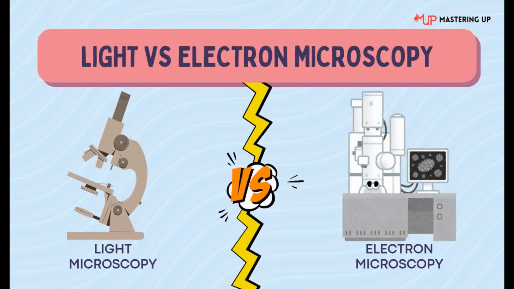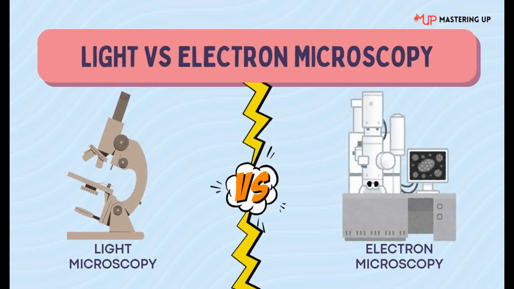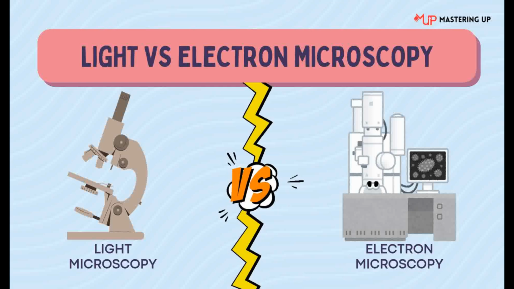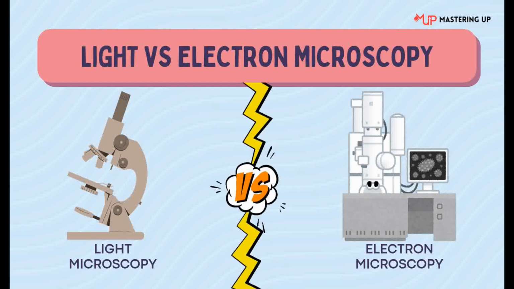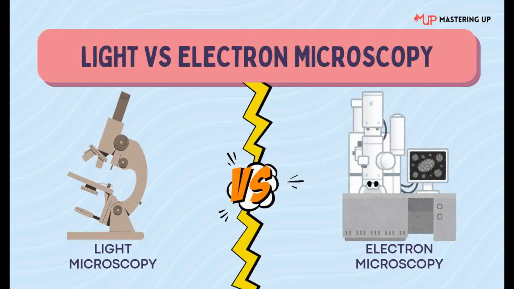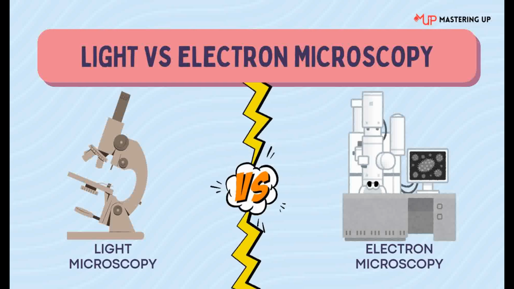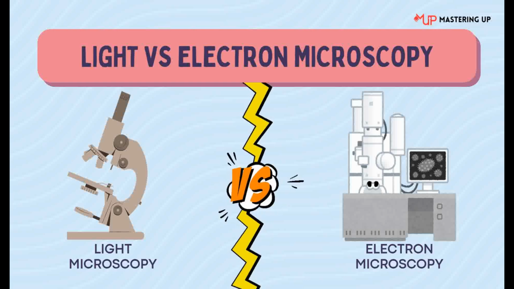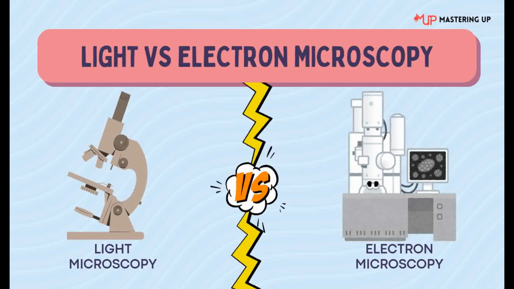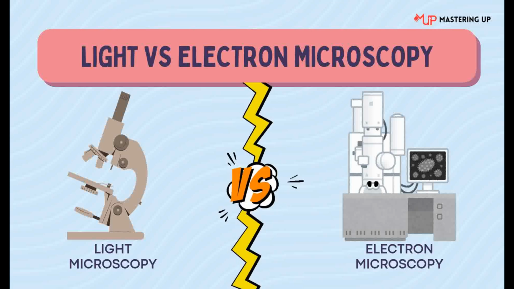However, when it comes to much smaller details, like the fine structure of a cell or cellular organelle, we need something more powerful, the electron microscope. Unlike the light microscope, it uses electron beams and requires specialized labs to operate. In this presentation, we will compare these two important tools and their unique capabilities.